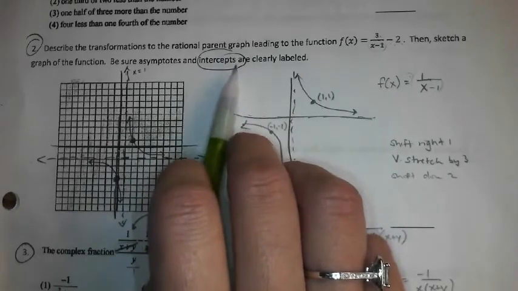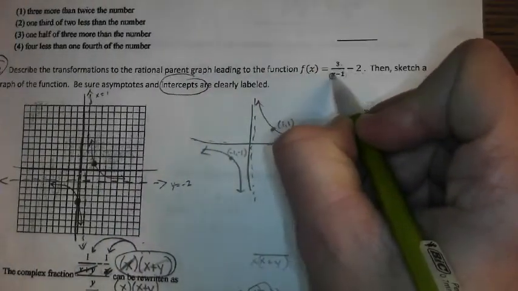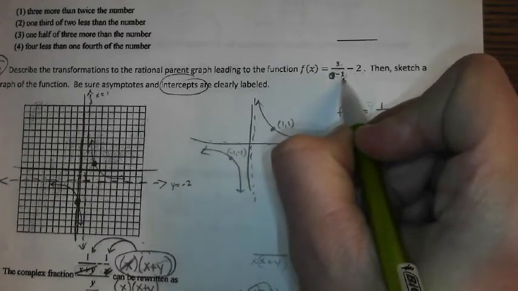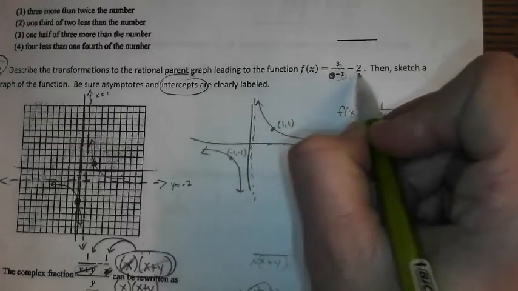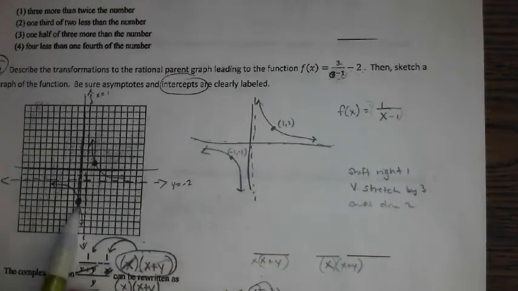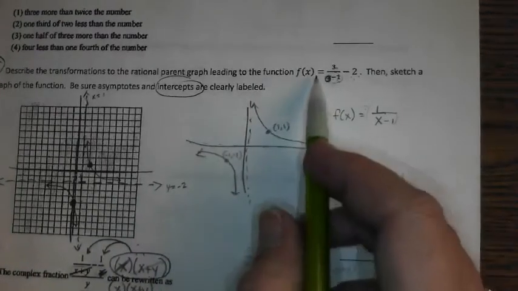Intercepts, our flashcards say, just set x equal to 0 to find the y-intercept. If I set x equal to 0, 0 minus 1 is negative 1. 3 divided by negative 1 is negative 3. Negative 3 minus 2 is negative 5. And so I should have a y-intercept at negative 5, which happens to be where my critical point was anyway. Yes? For an x-intercept, you set y equal to 0.